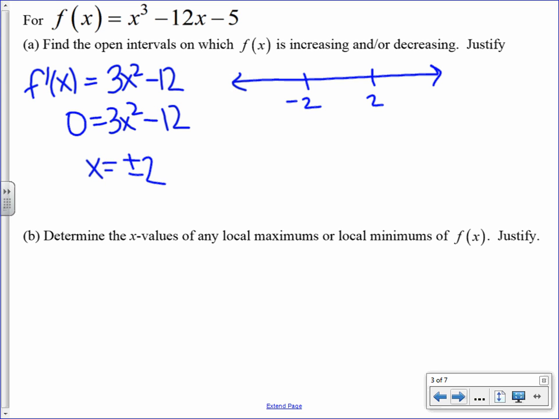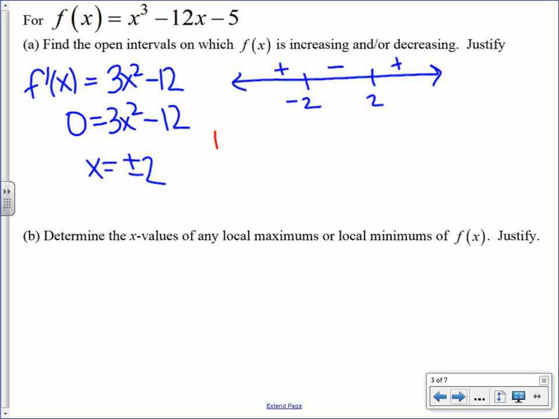To the left of -2, what's going to be the value of our derivative? So what do you want to pick? -3. So 3 times 9 minus 12. How about between -2 and 2? When we plug in 0, our derivative is? And then beyond 2, positive. We did do this one yesterday, didn't we? Yeah, I'm not making things up.